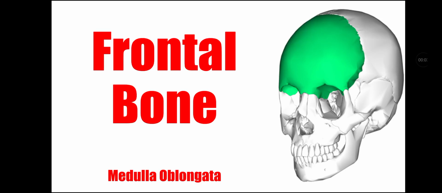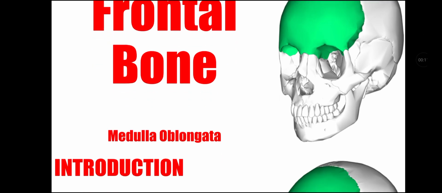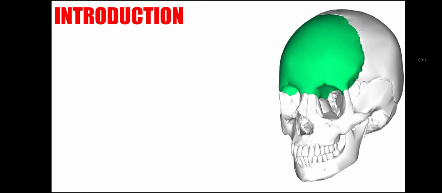Today we are going to talk about frontal bone. And here at the side you can see the diagrammatic representation of skull where green highlighted area is frontal bone. So let's start the topic with introduction.